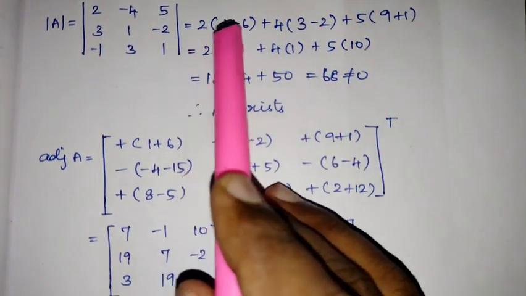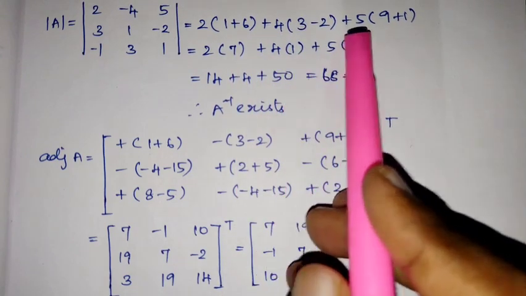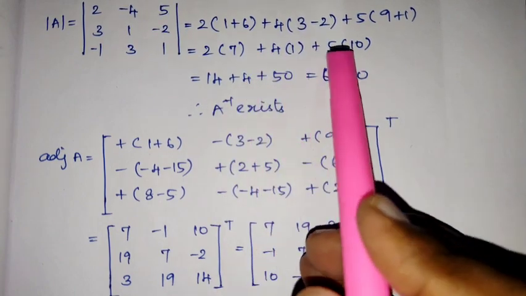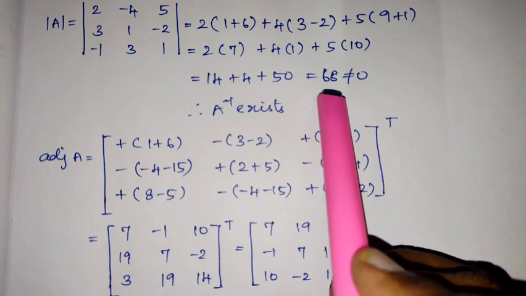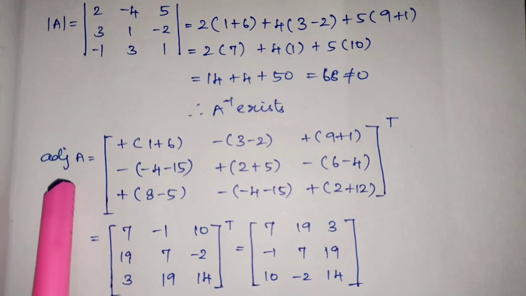Okay, so 2 into 1 plus 6 is 7, 4 into 3 minus 2 is 1, 5 into 9 plus 1 is 10. So 2 into 7 is 14, 4 into 1 is 4, 5 into 10 is 50. Altogether I have got 68, which is not equal to 0. So A inverse exists. Now we have to find adjoint of A.